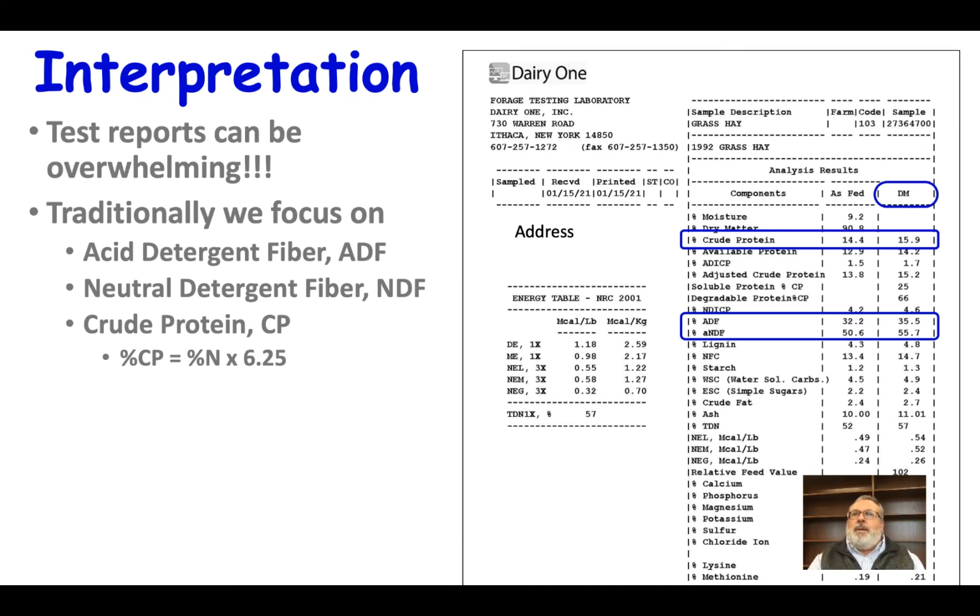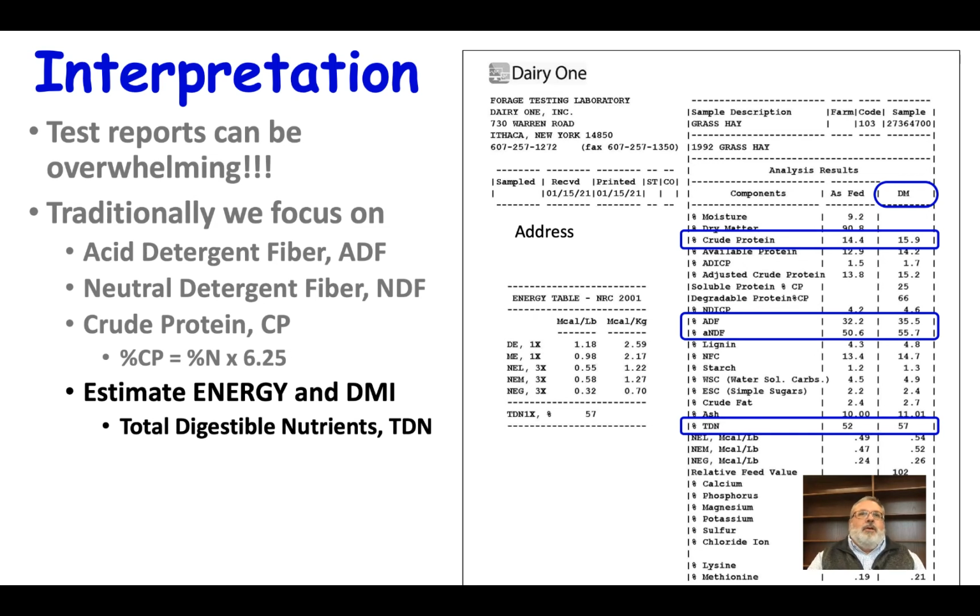Now, it's important to remember whenever we talk about forage quality parameters or use these forage parameters to build rations upon, we always want to do it on a dry matter basis. So with these traditional forage measures, ADF and NDF and crude protein, we can use them to estimate energy and dry matter intake. And we'll talk more about that in a few slides.